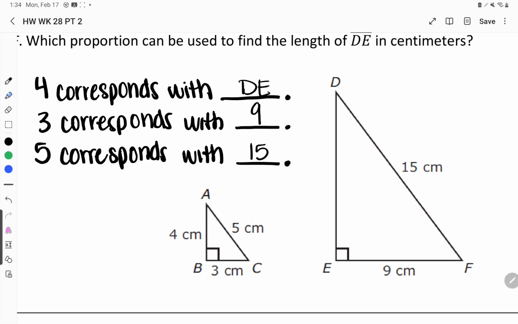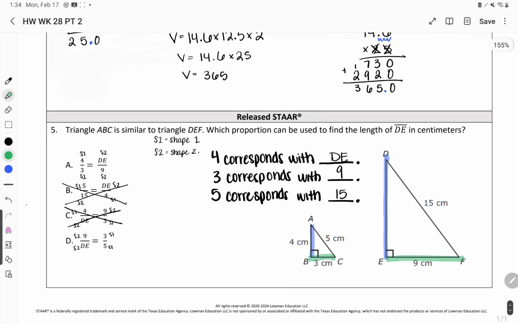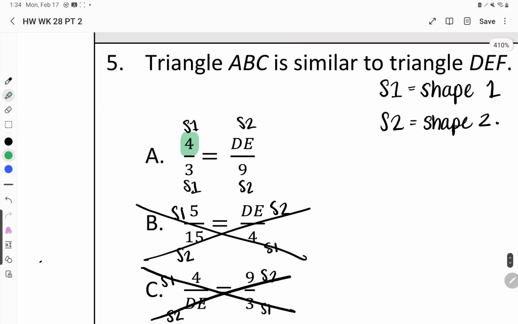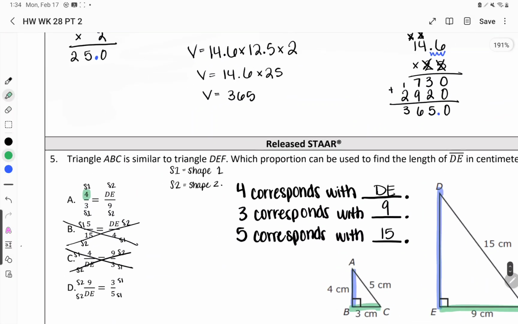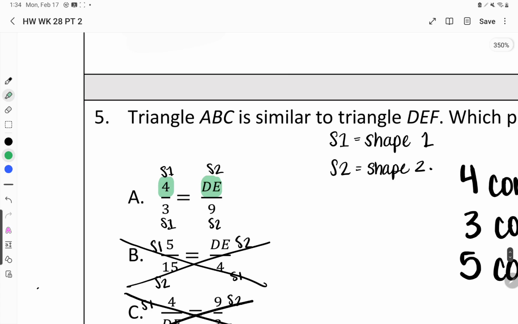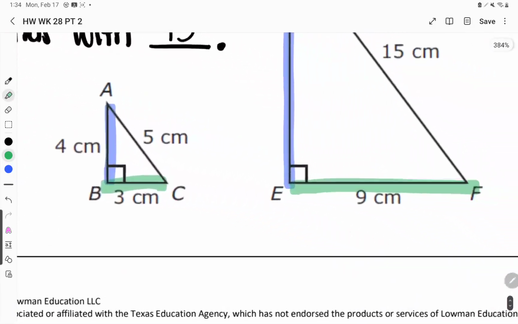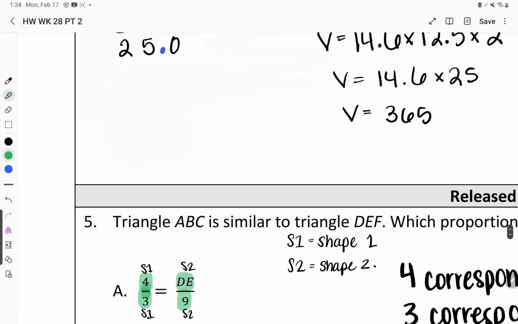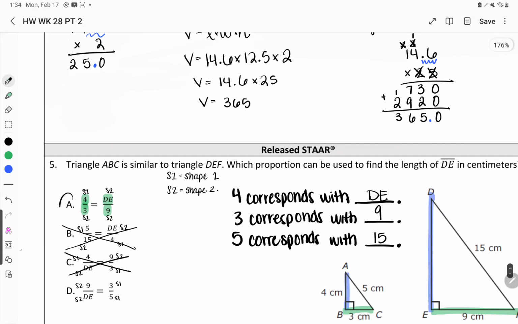15. So 4 with DE, 3 with 9, and then 5 with 15. And I have to make sure that those are across from each other or on top of each other. So I have 4, and 4 corresponds with DE, so that's good. And then I have 3, and 3 corresponds with 9. So that one's good. So this one is probably correct.